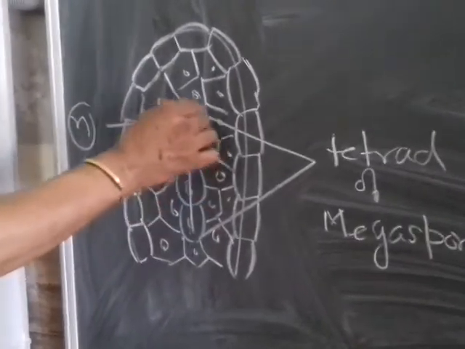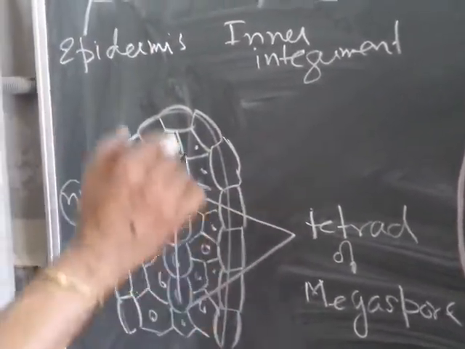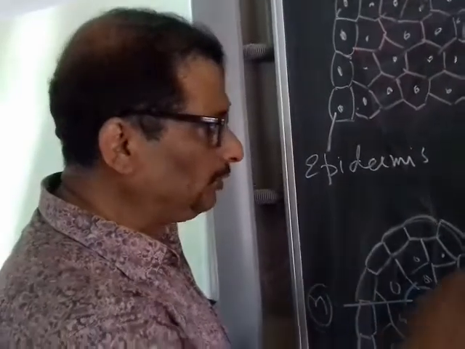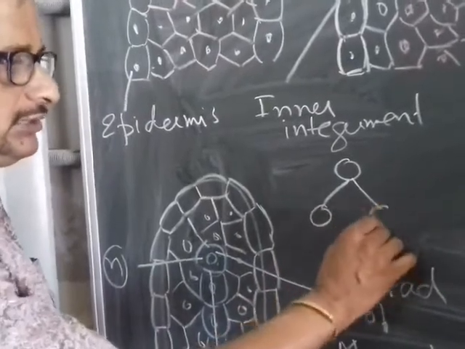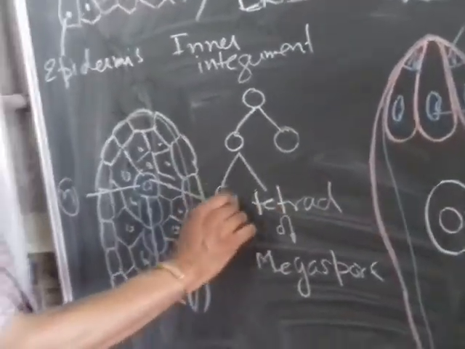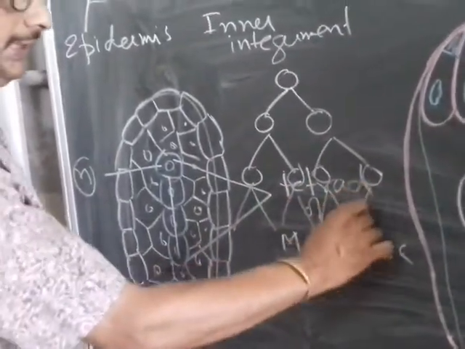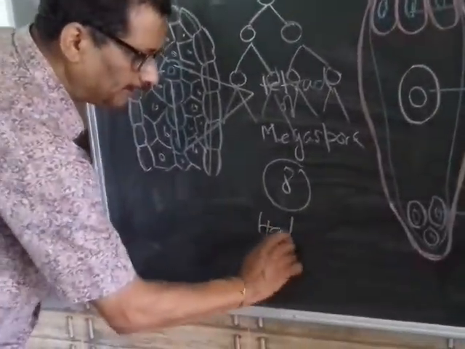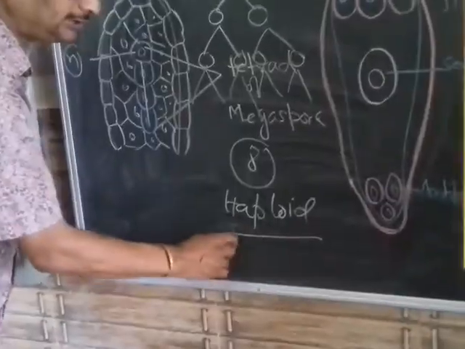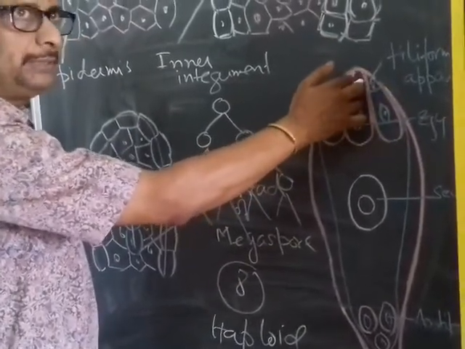The single haploid cell undergoes mitosis 3 times. The first mitosis will develop into 2 cells, in the second division they will develop into 4 cells, and in the third division they develop into 8 cells. Now there are a total of 8 haploid cells. Of these 8 haploid cells, 4 of them migrate towards the micropyle and 4 of them migrate towards the antipodal end.